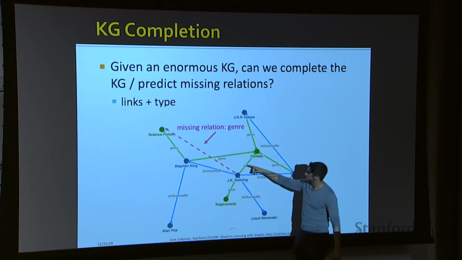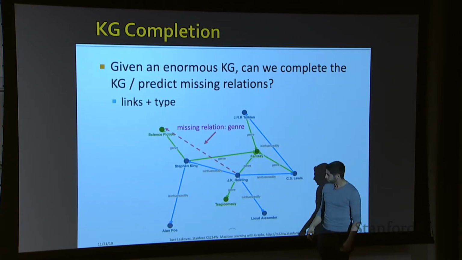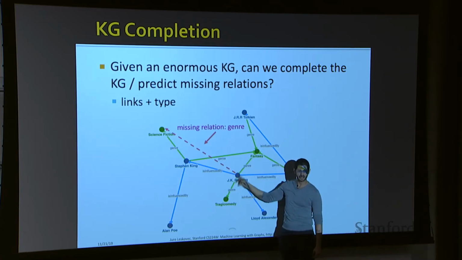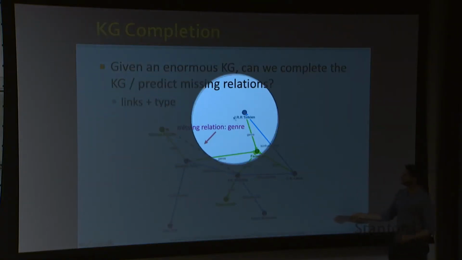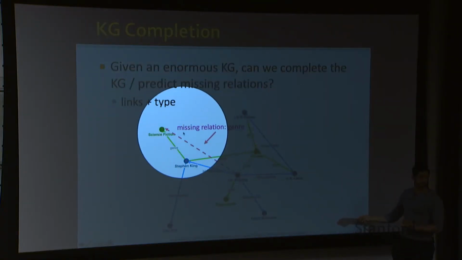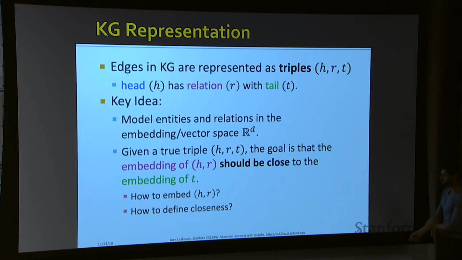Now, why is this problem even more complicated than standard link prediction? We're not only predicting that there is a link between these two entities, but we also have to predict the relation type. Okay, so that's why the complexity space grows much more, because it's not only about all the possible links that you have on the graph, but it's also about all the possible relation types that you can predict. Okay, so that's why it's a cool and difficult problem.